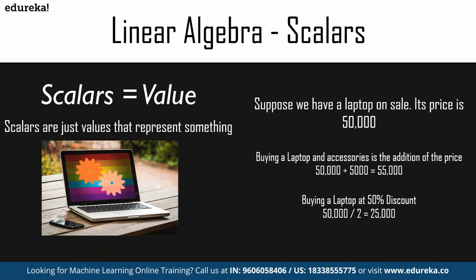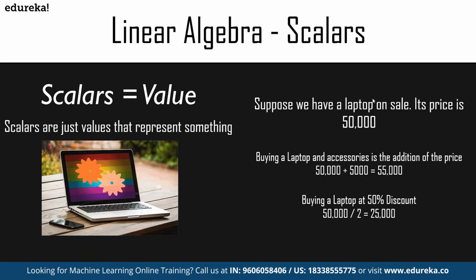So for example, suppose a laptop costs around 50,000 INR, and it is on sale for 50%. That means it is half the price, and we can calculate the price by dividing by 2, which is 25,000, correct? So if you want to buy 5 of the same laptops on sale, we just have to multiply the sale amount by 5, and then we have the entire value in terms of the scalar value, right?